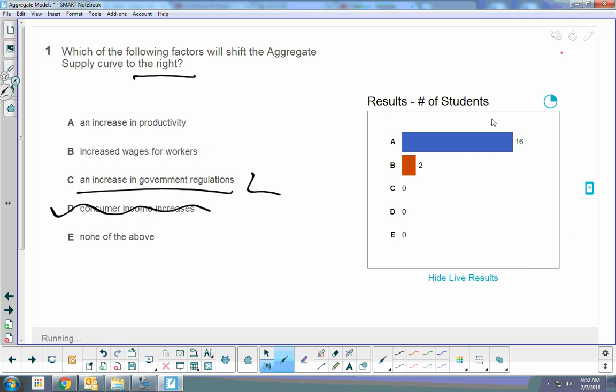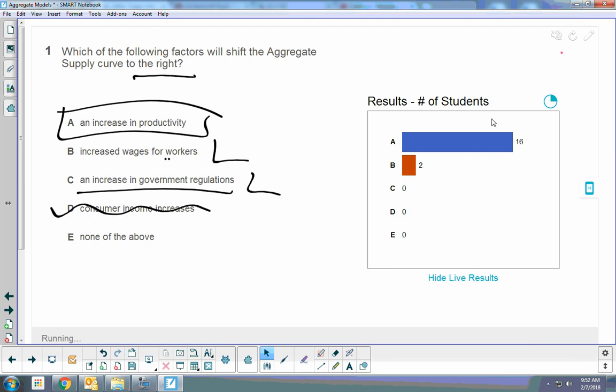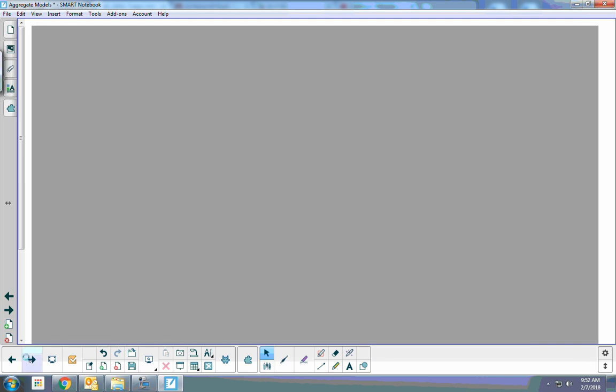An increase of wages for workers, you have to pay them more. And that would shift to the left because of the price of labor. It would be an input price. If you had to pay your workers more, you can't buy other things because you're paying them more, so you're supplying less. But an increase in productivity is correct because you're more productive, you're working more, producing more.